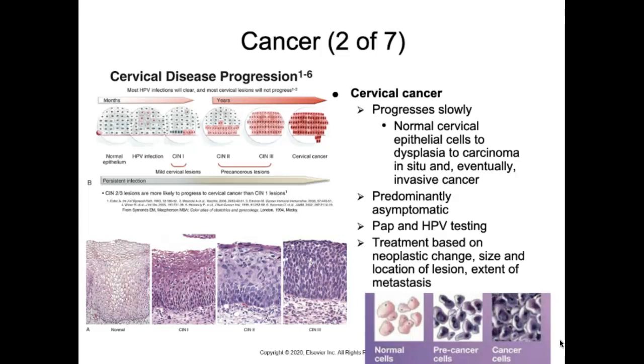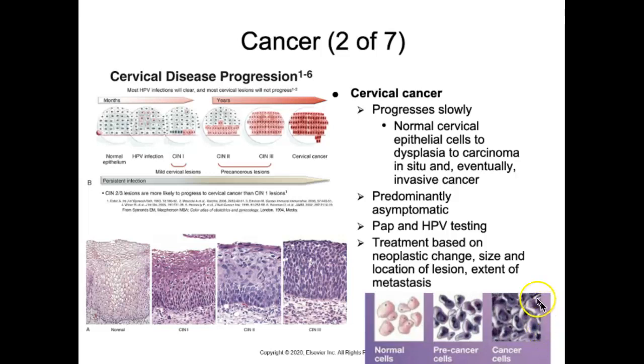Treatment is going to be based on the neoplastic change, the size and location of the lesion, and the extent of metastasis. Some of the treatment options could be surgery, either cryotherapy, excision, or laser surgery for anything that's precancerous. For invasive carcinoma, a hysterectomy would be done, and we may even do chemo or radiation therapy. Or if it's really progressive, there might be a radical surgery in which we perform pelvic exenteration.